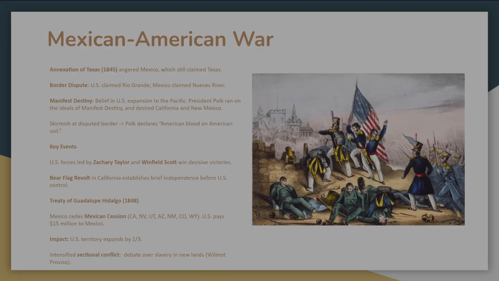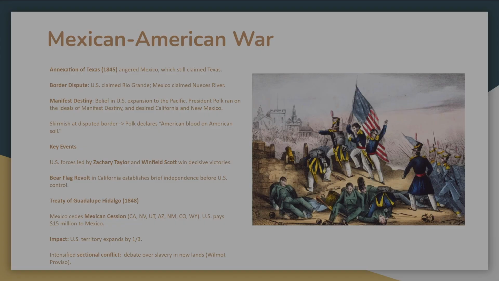So Manifest Destiny, the belief in U.S. expansion to the Pacific, and President Polk ran on the ideals of Manifest Destiny and desired California and New Mexico. There was a skirmish at the disputed border of Texas, and Polk declared American blood on American soil. That basically kicked off the war.